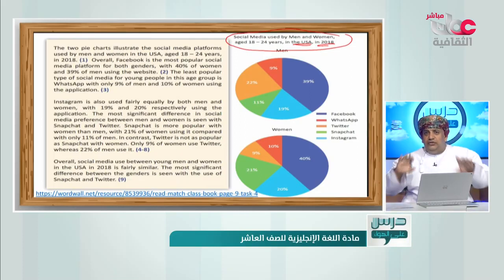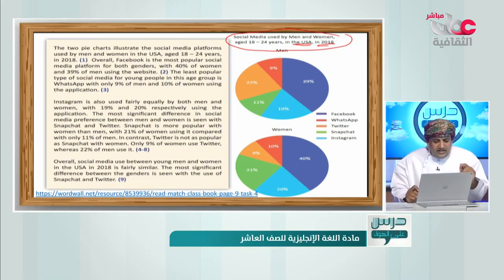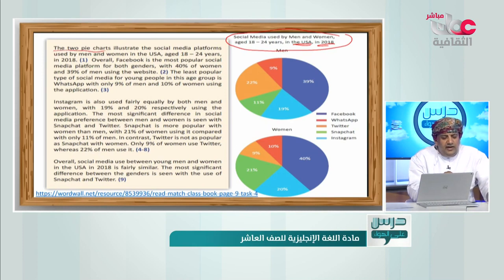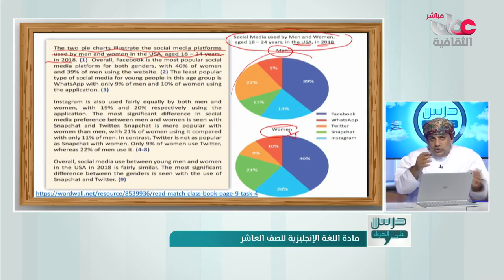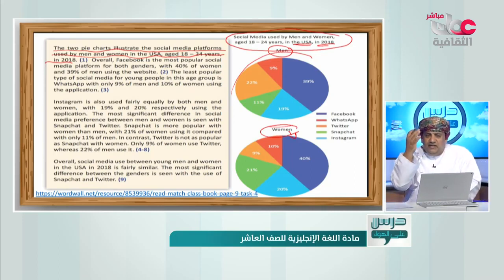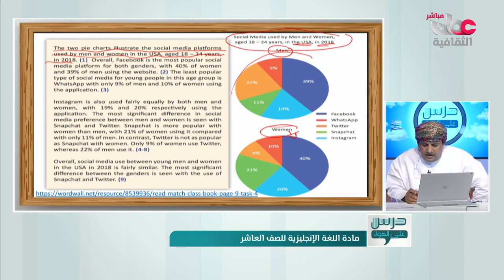In the first sentence, you should write this pie chart illustrates something and something, as it's written here. The two pie charts illustrate the social media platforms used by men and women in the USA aged 18 to 24 years old in 2018. So this is the introduction. Then you look deeply at the charts here. Number 1 is for men, and number 2 is for women. So you should look at the difference between social media used by men and social media used by women.